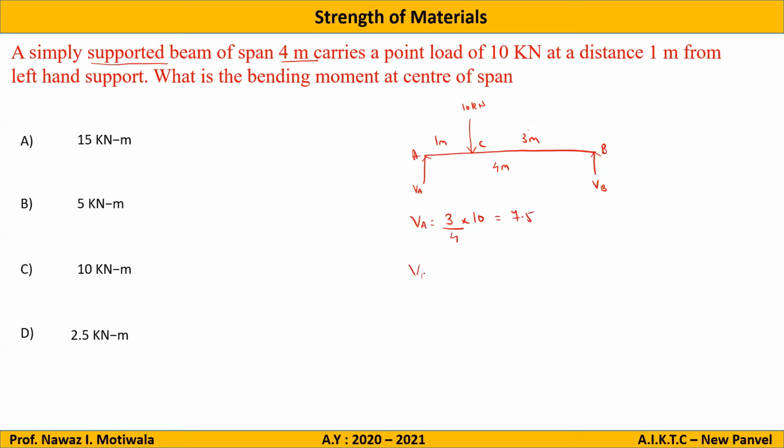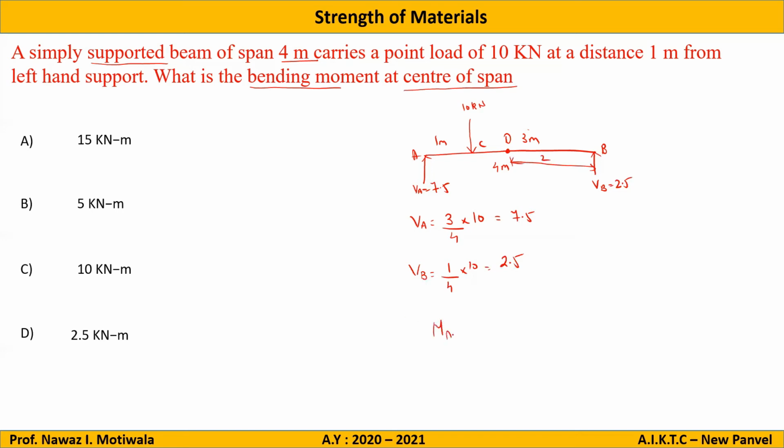And similarly, if I want VB, the opposite length is this one, which is 1. So it will be 1 divided by total multiplied by 10, which is equal to 2.5. So without solving, I got the answer for VA as 7.5 and VB as 2.5. Now what is asked? What is the bending moment at the center of the span? Center of the span means at, let us say, this particular point. This is at a distance of 2 meters.